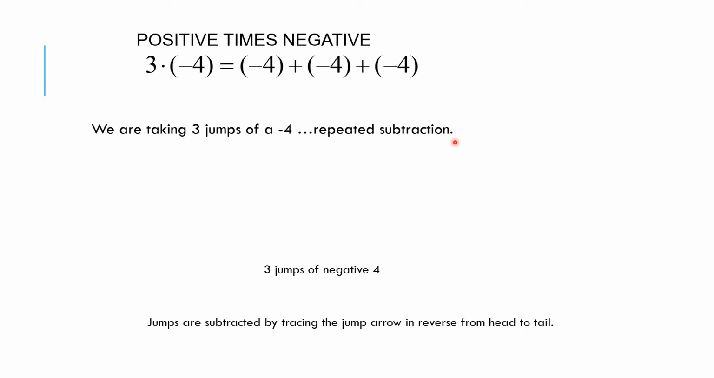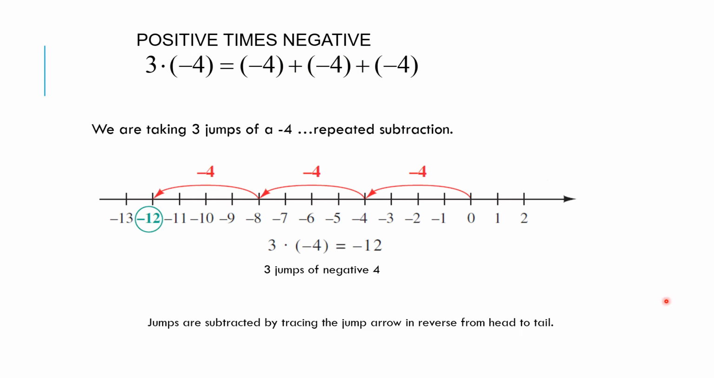Okay, what about a positive times a negative? Here, we're still taking 3 jumps, but now we're taking 3 jumps of negative 4, which means my arrowhead is going to be leftward facing. This is still repeated addition, so we are still going head to tail. Let's take a look, and ignore where it says repeated subtraction here. This is still repeated addition. Here we've started at 0, and we've got 3 leftward jumps of negative 4. Where did I land? Negative 12.